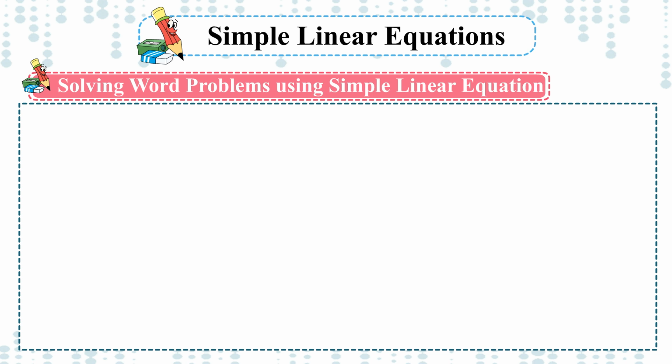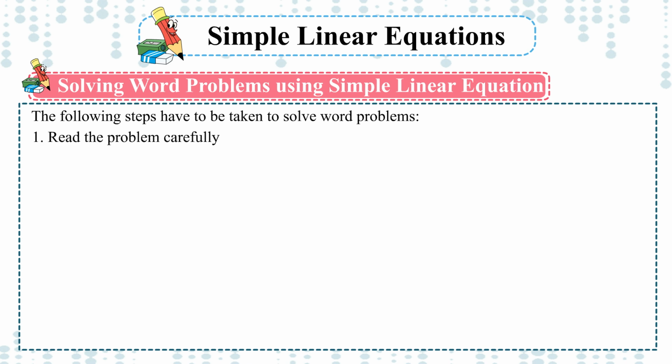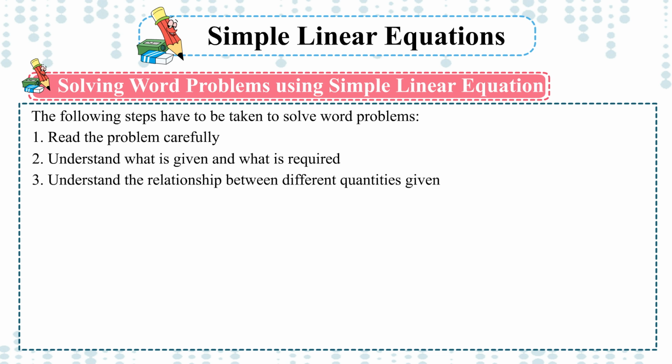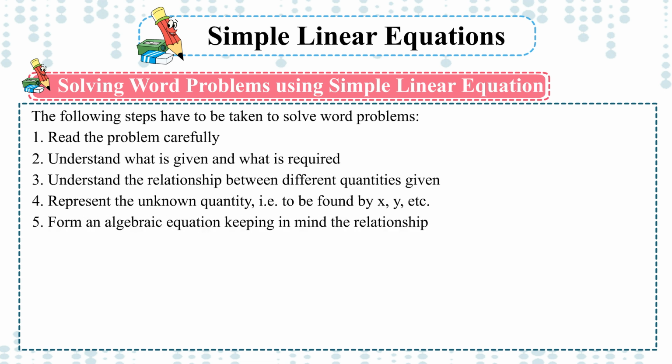Solving word problems using simple linear equation. The following steps have to be taken to solve word problems. 1. Read the problem carefully. 2. Understand what is given and what is required. 3. Understand the relationship between different quantities given. 4. Represent the unknown quantity that is to be found by x, y, etc. 5. Form an algebraic equation keeping in mind the relationship. 6. Solve the equation. 7. Find out the unknown quantity.